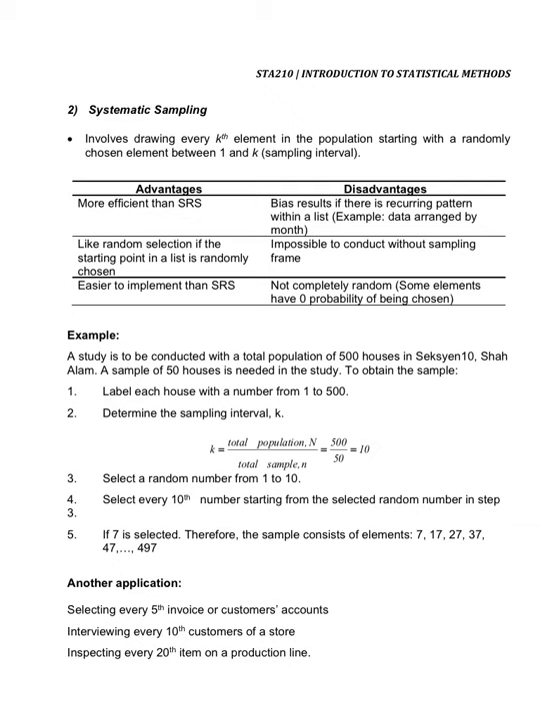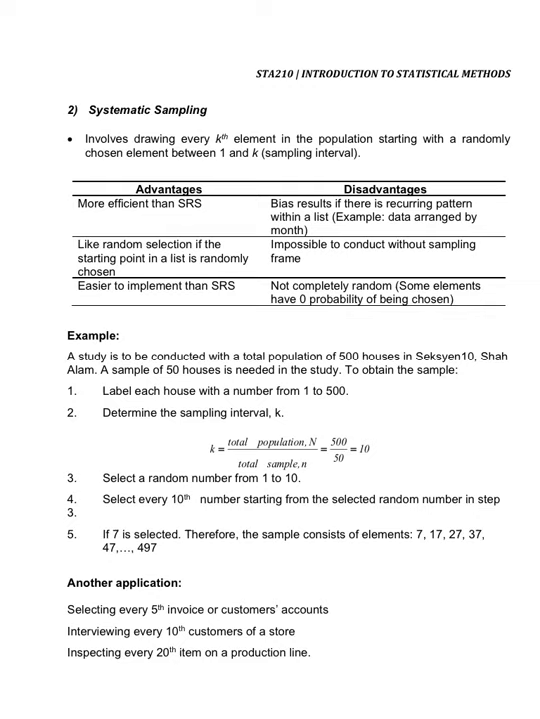Okay, so look at the example. A study is to be conducted with a total population of 500 houses in Section 10, Shah Alam. A sample of 50 houses is needed in the study. So how to obtain the sample? Let's say, kita dah tahu our target population is 500. So you need to label each house with a number from 1 to 500.